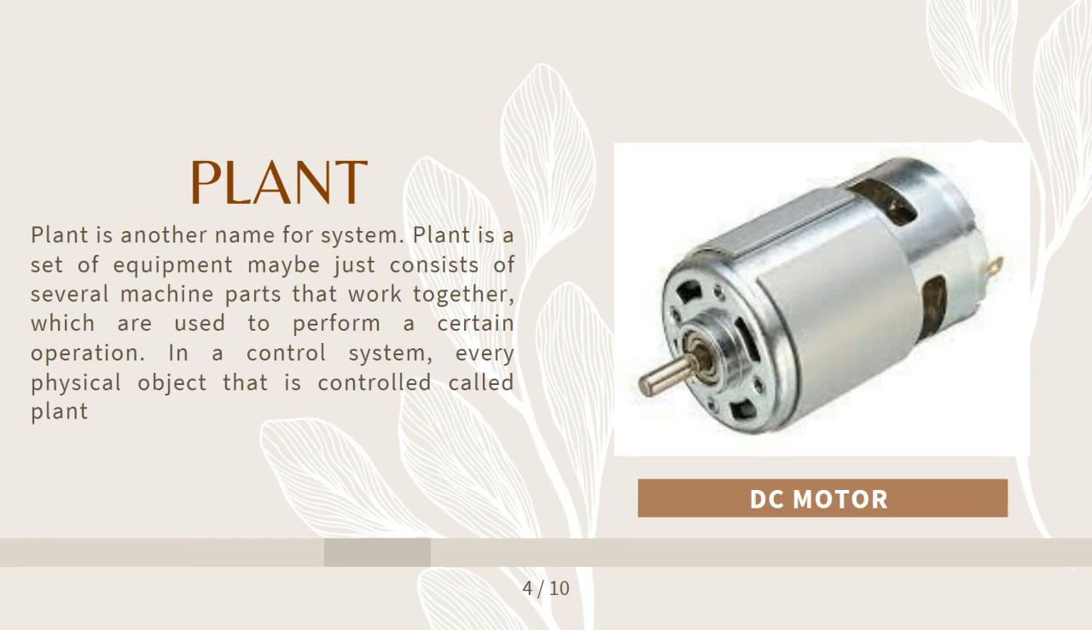The definition of a plant is another name for the system. A plant is a set of equipment which consists of several machine parts that work together and which are used to perform a certain operation in a control system, and every physical object that is controlled is called a plant. And then the next part I use is a DC motor.